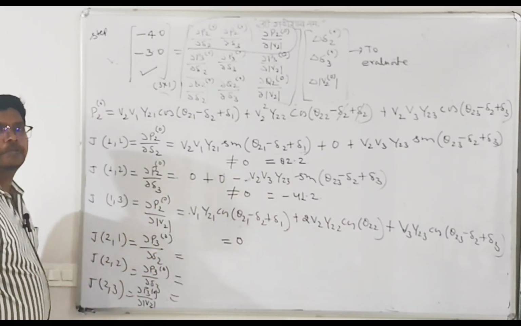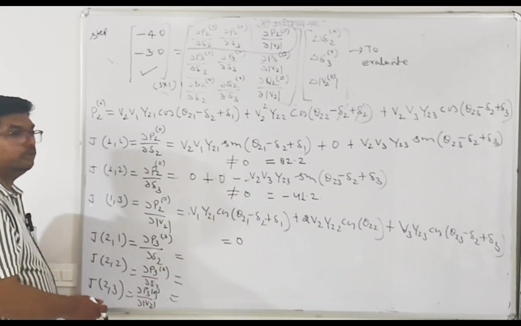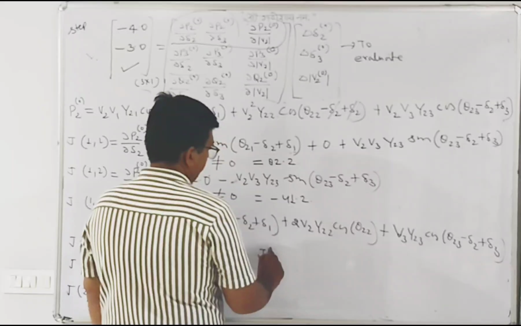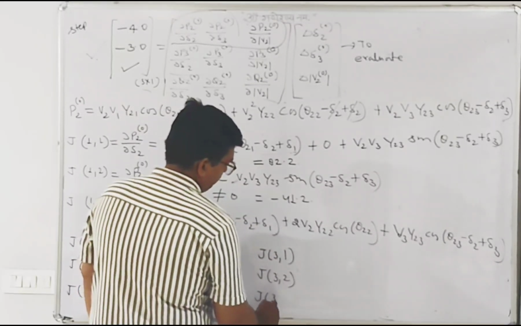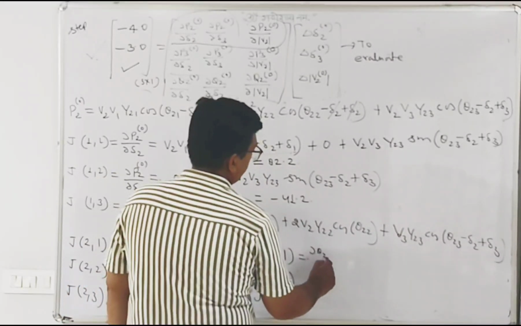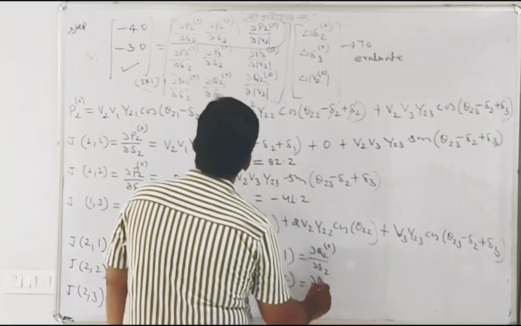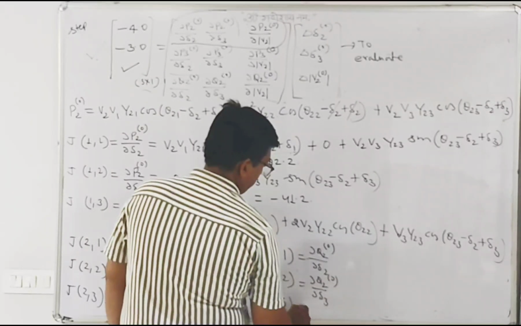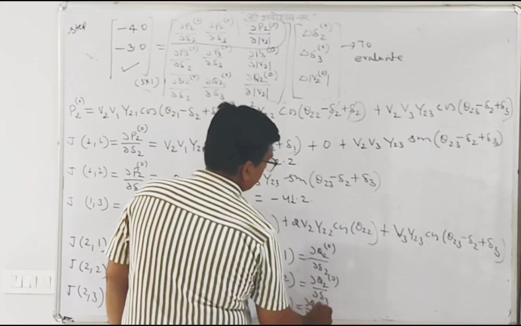Now P3 we have already determined. Take the differentiation with respect to delta 2, delta 3 and mod of V2 in similar manner and put the value. The last will be J31, J32 and J33, which is nothing but delta Q2 upon delta 2 of 0, then delta Q2 upon delta 3 of 0, and delta Q2 upon delta mod of V2 of 0.